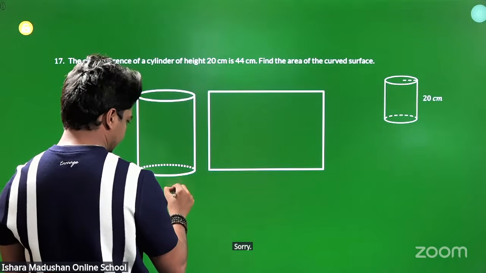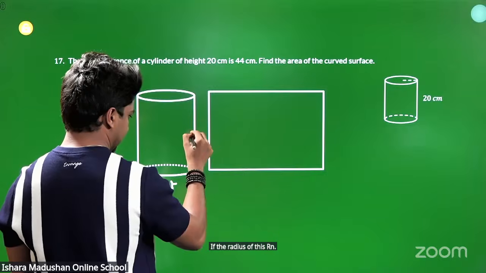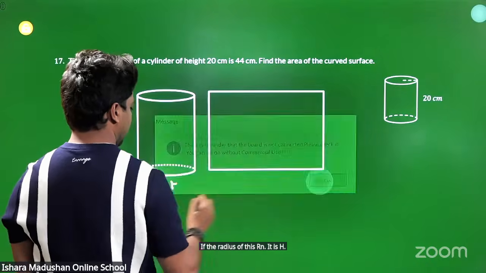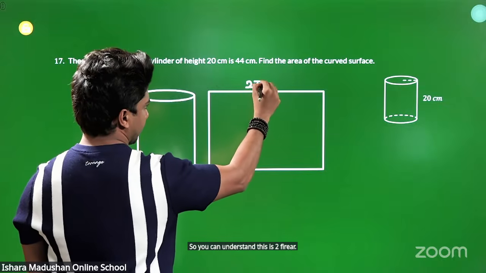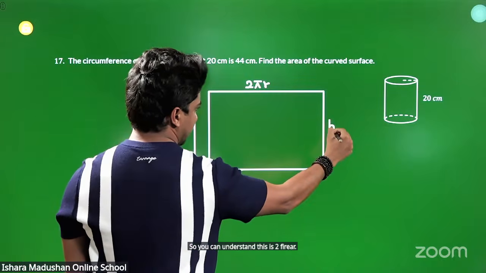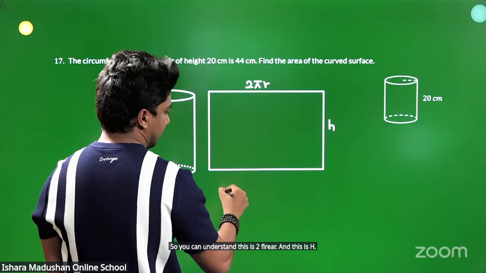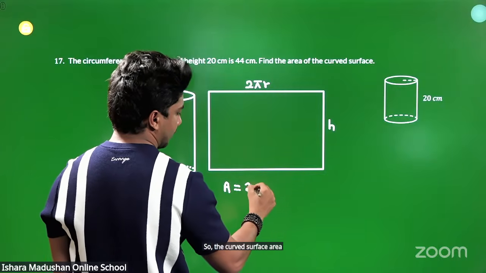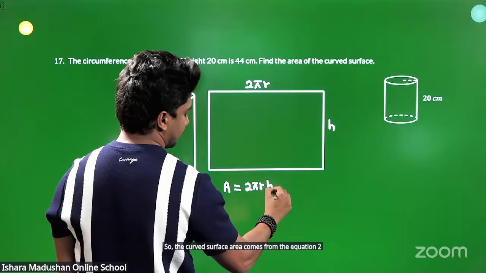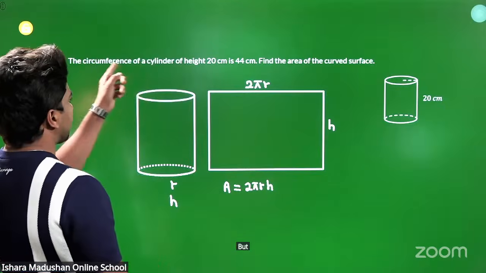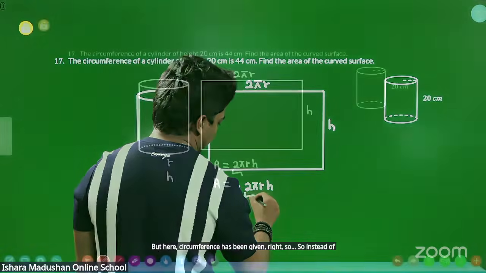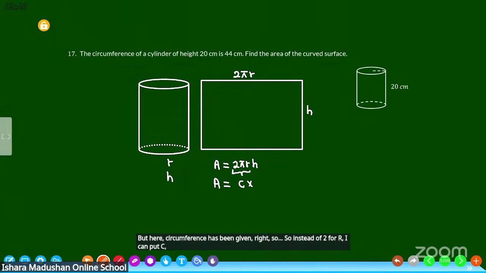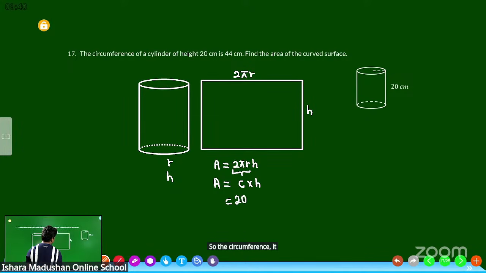If the radius is r and height is h, you can understand this is 2 pi r and this is h. So the curved surface area comes from the equation 2 pi r into h. But here the circumference has been given, right? So instead of 2 pi r, I can put c, circumference. So c into h.